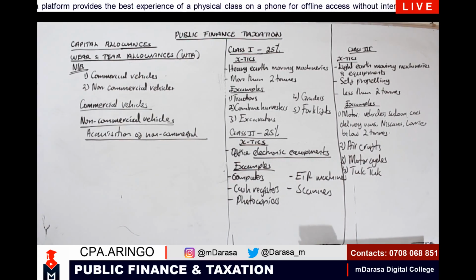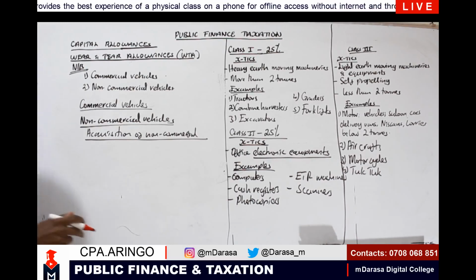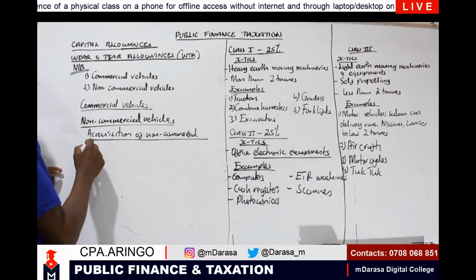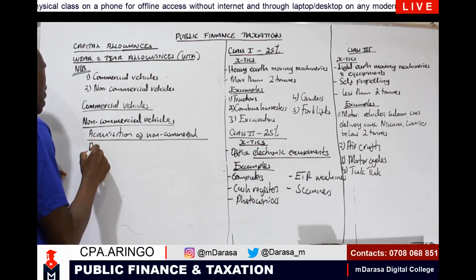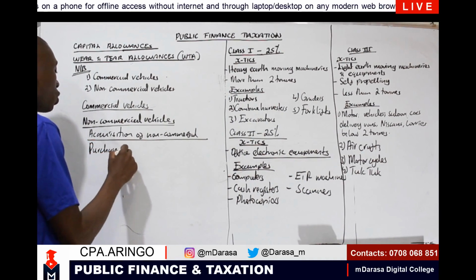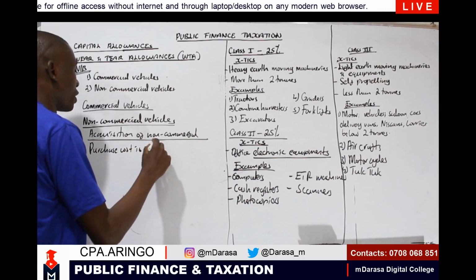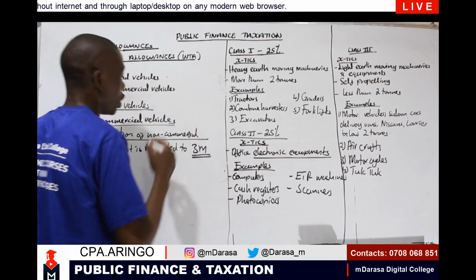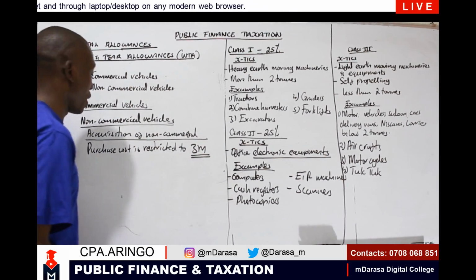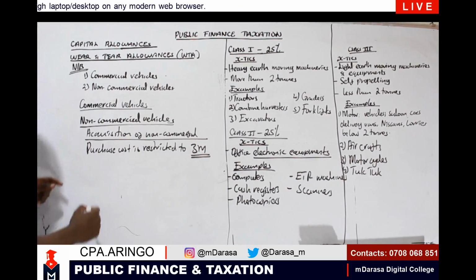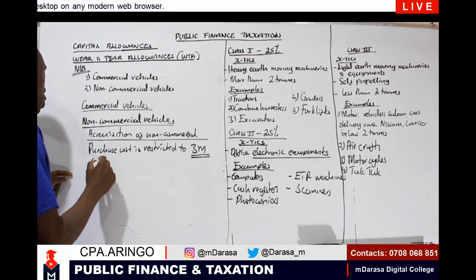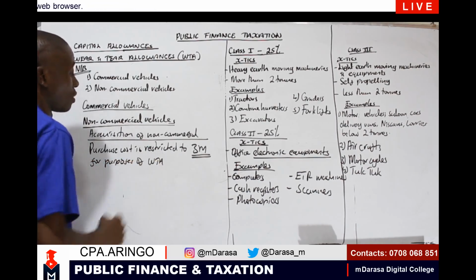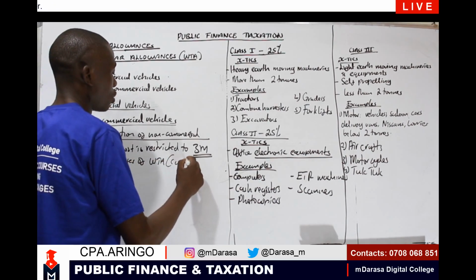On acquisition of a non-commercial vehicle, my good students, we normally restrict the purchase cost to 3 million shillings for purposes of wear and tear allowance, or capital allowance.